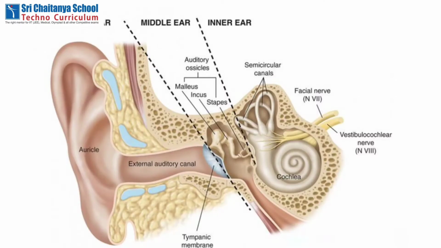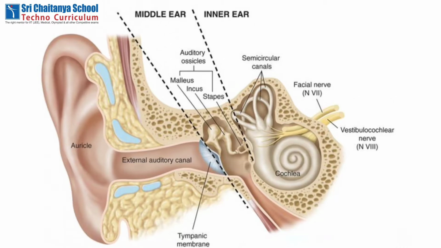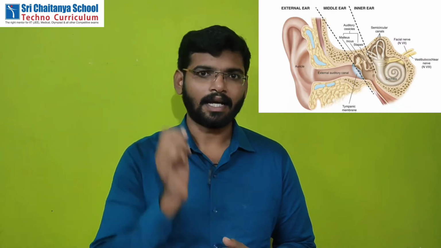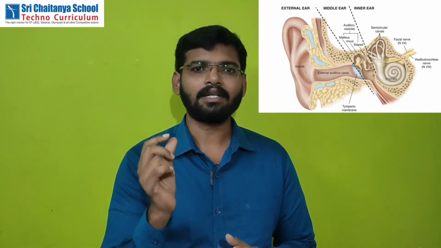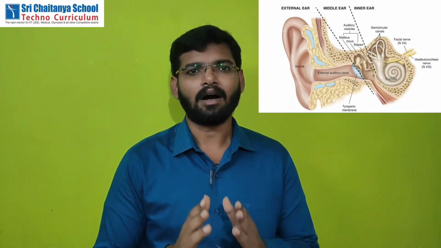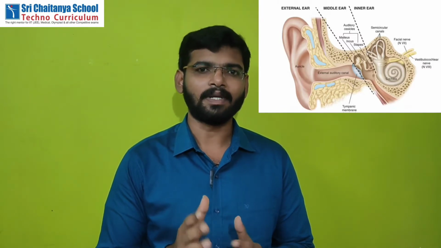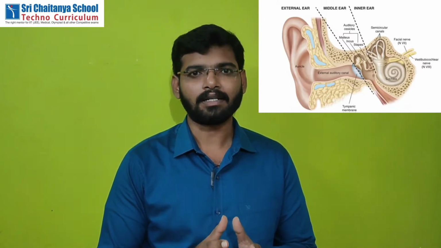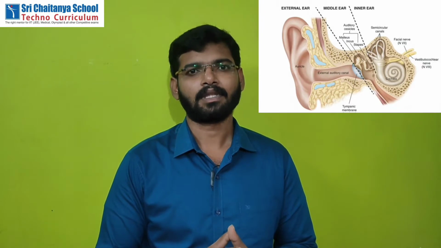The ear can be divided into three parts: external ear, middle ear, and inner ear. Let us discuss the external ear. The external ear consists of mainly three parts. The first visible part we call the ear pinna, and next it is connected with a canal called the auditory canal or auditory meatus, and the final part is the tympanum. It is also called the eardrum.